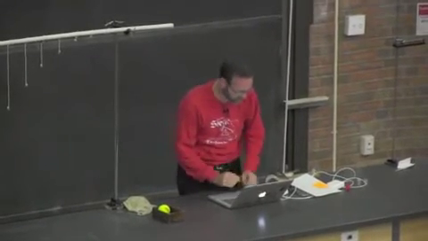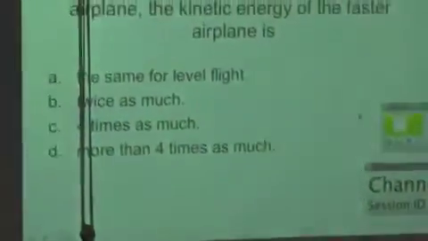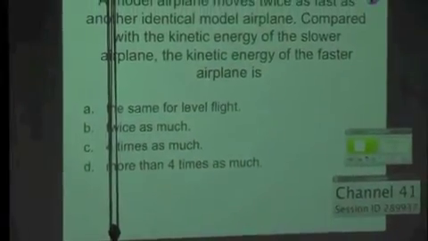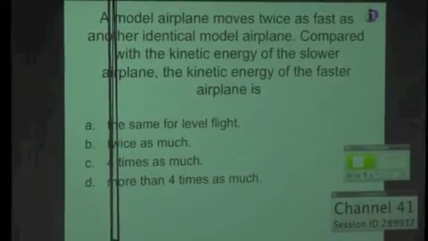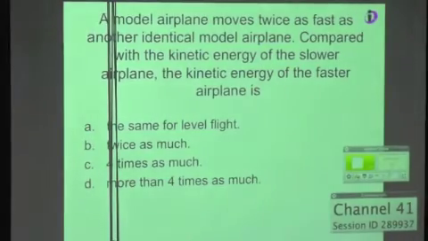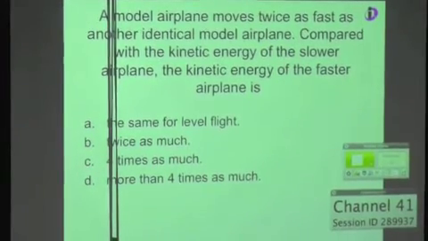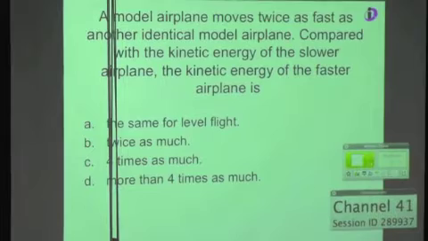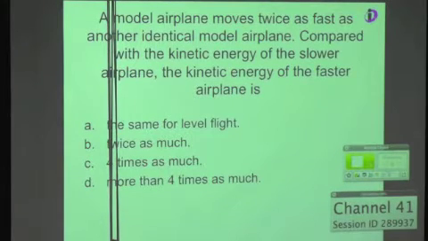I prepared one more. So you got this airplane that moves twice as fast as an identical airplane. So they have the same mass, but one's going twice as fast. Compare the kinetic energies. So same mass, different speeds. And we'll end with this one.